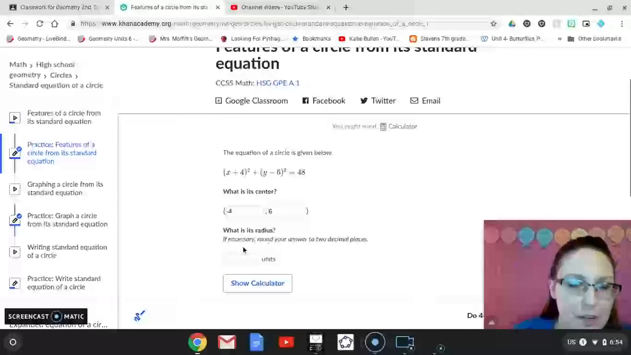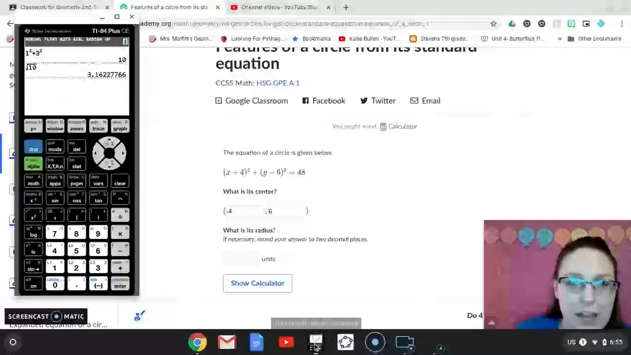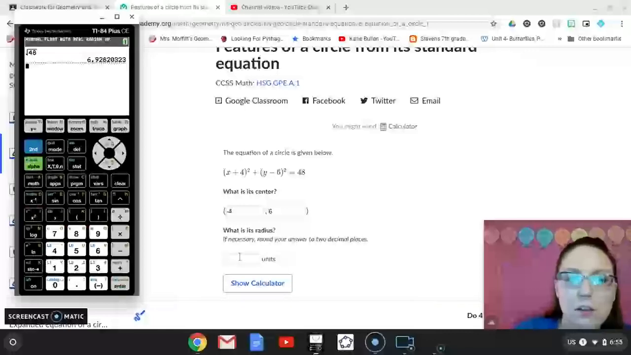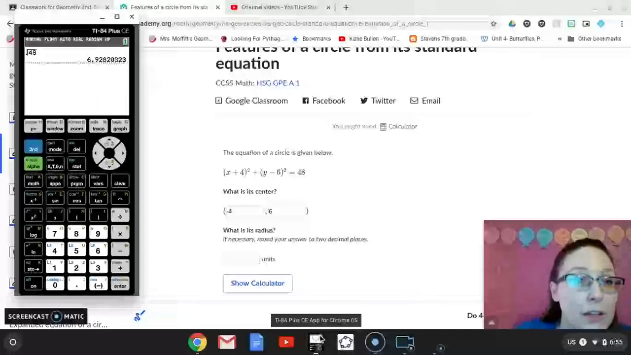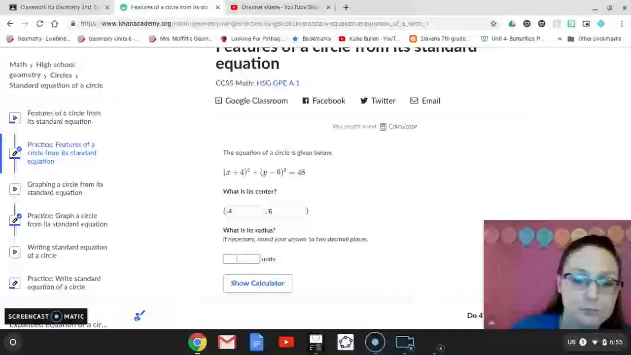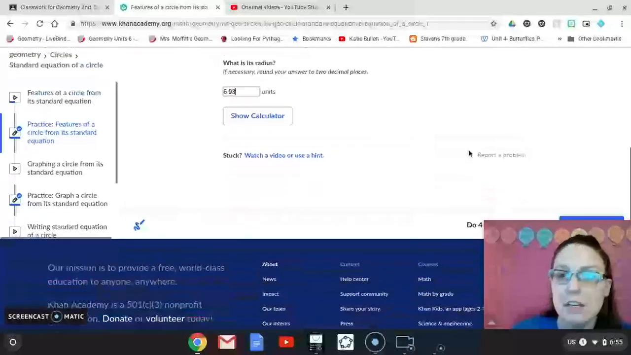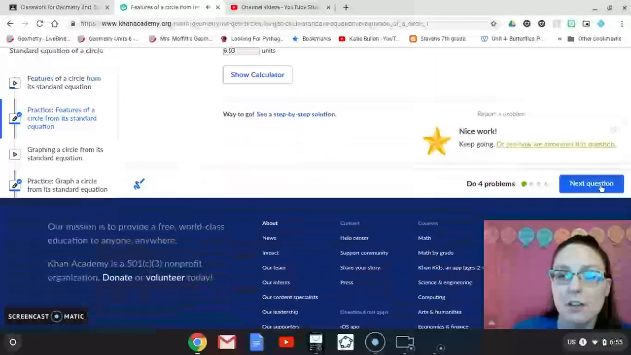So this says, what's the radius? If necessary, round your answer to 2 decimal places. You can use this calculator, or you can use that app for Chrome. Let's clear the old work. Okay, so then we have the square root of 48 rounded to 2 decimal places. Let's see, that's going to be 6.93. Okay, so we have a radius that's approximately 6.93 units. Okay, so then we will come and check. We got it.